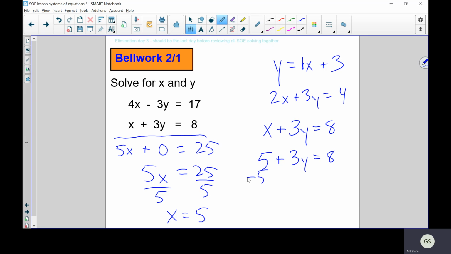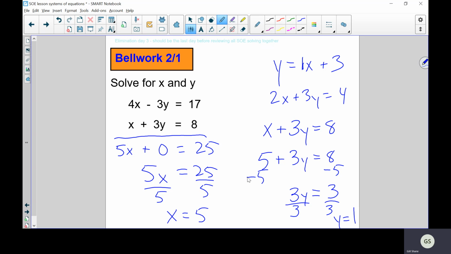Always get rid of the number first, not the 3y part. The number, and when I say the number, that's all by itself. The constant is the correct math term. So I subtract 5, 3y equals 3. Again, last step as usual is divide. And most of you got that y equals 1 if x is 5. Any questions on that?